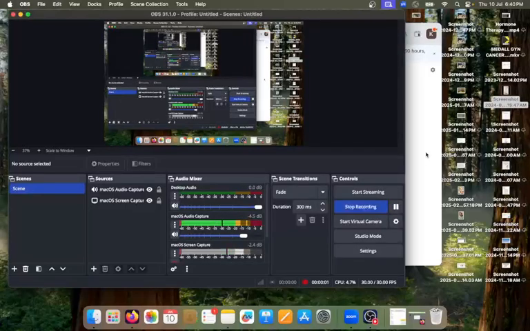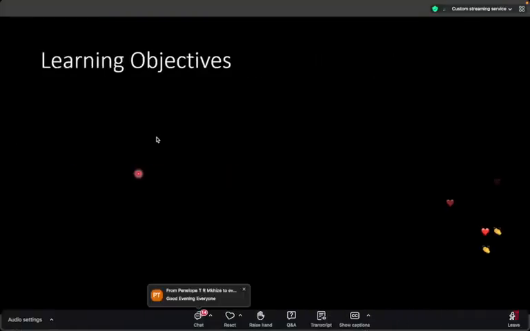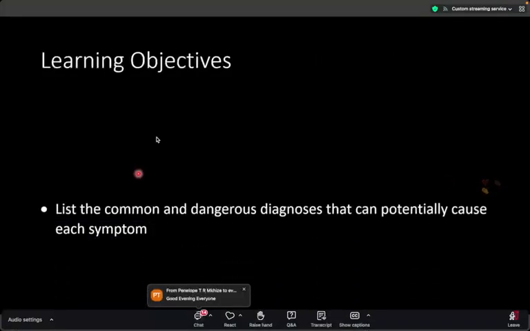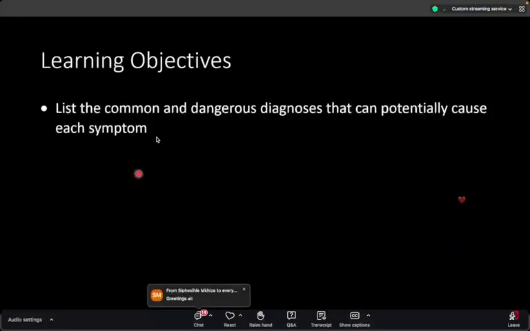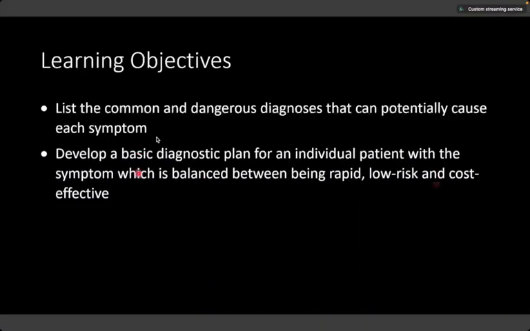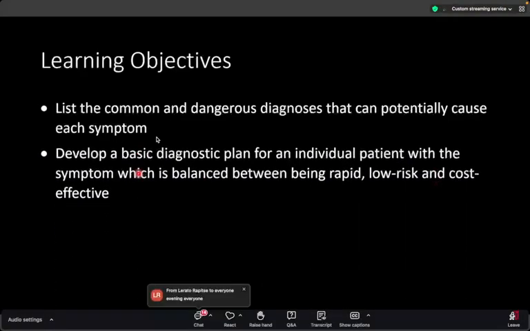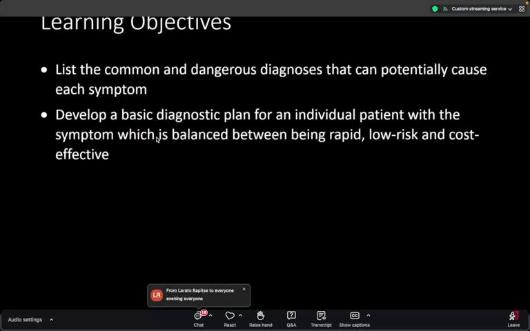If you are not familiar with the Think Like a Physician webinar series, I've got a small preamble for you. Here we aim to list the common and dangerous diagnoses that can potentially cause each symptom. Today we're talking about hepatocellular liver injury, not really a symptom, more a laboratory finding. And we aim to develop a basic diagnostic plan for your individual patients with the symptom in question, which is balanced between being rapid, low risk, and cost effective.